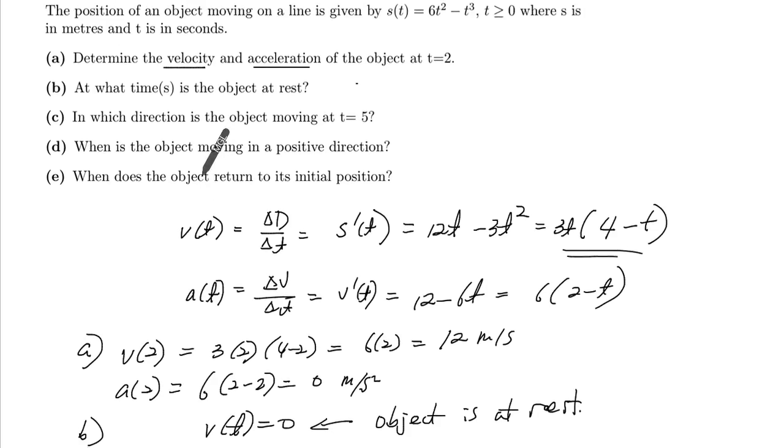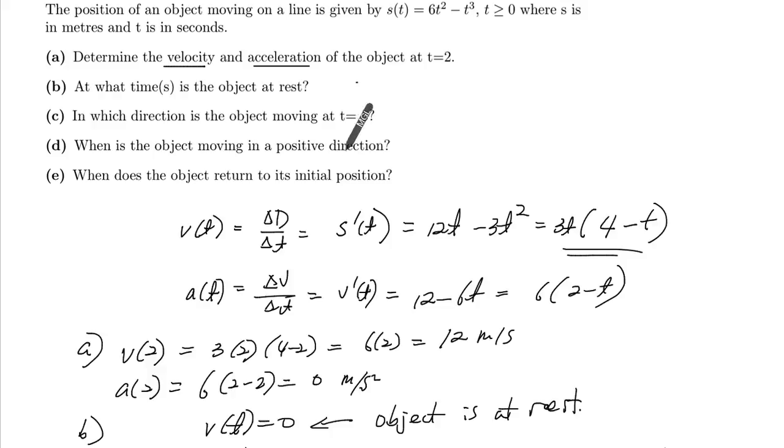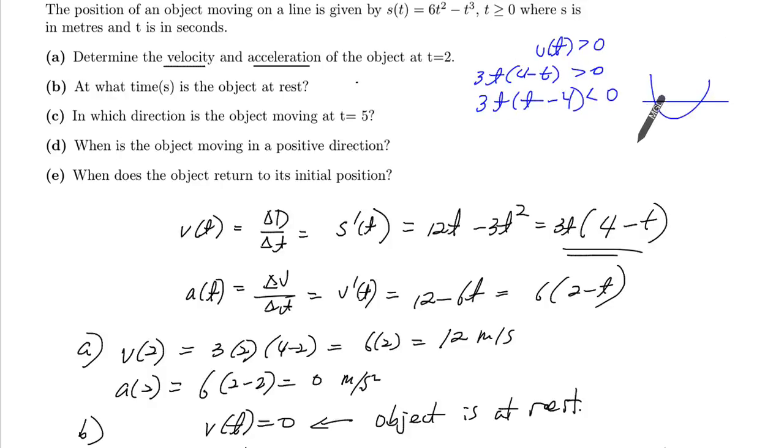Now for part D, when is the object moving in a positive direction? It's asking when is the velocity function greater than 0. So it's asking us to solve an inequality. Inequality of 3t times 4 minus t. When is this positive? I'm going to multiply both sides by negative. I'm going to multiply negative in the bracket to get t minus 4. And the reason why I'm doing this is because this is a simple parabola that's going upwards with roots at 0 and 4. And when is this negative? Clearly right here.